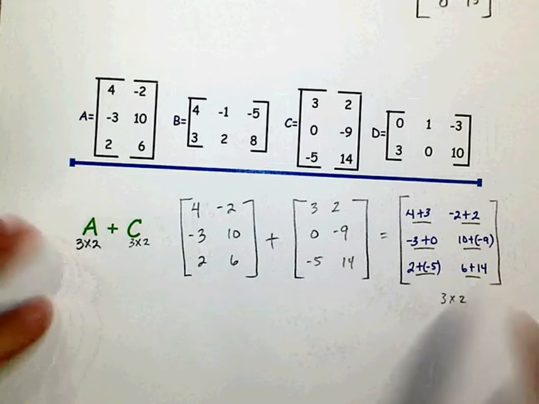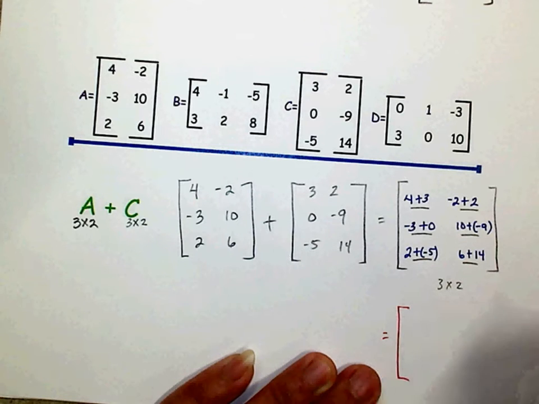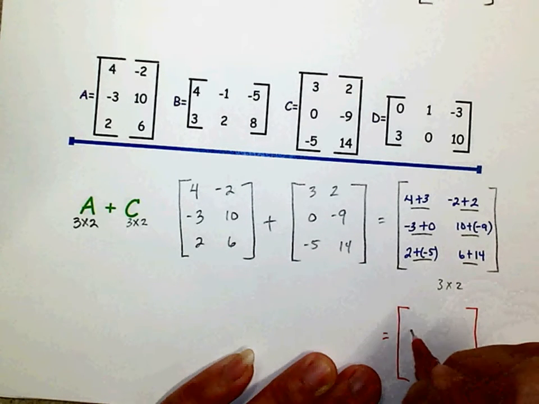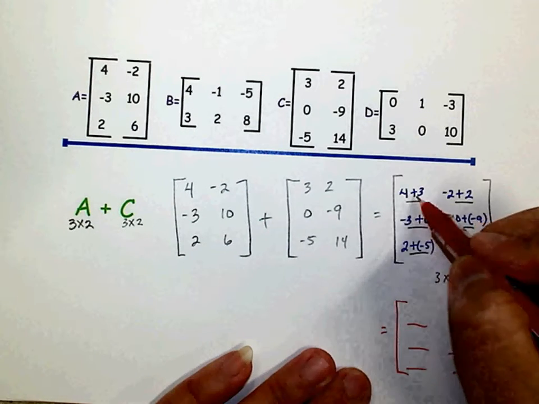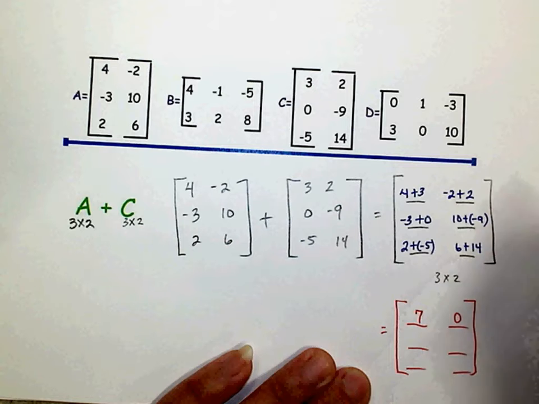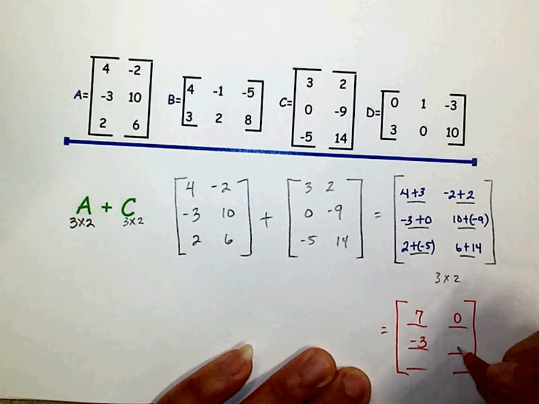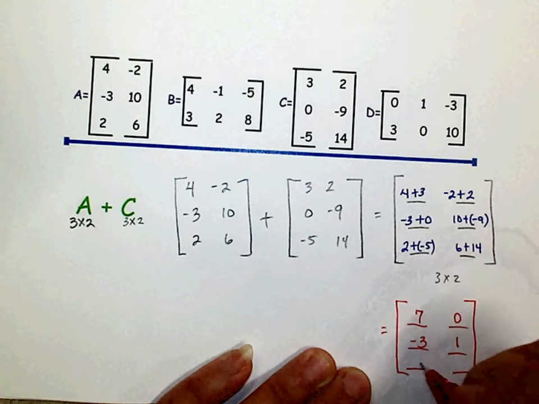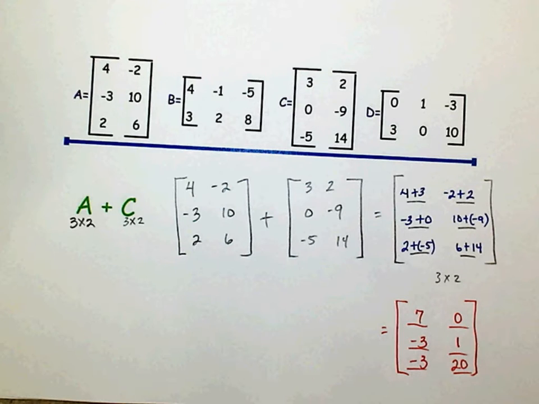There's your work. What is the answer going to be once you add the two matrices together? Now keep in mind it's a 3 by 2. Okay? 4 plus 3 is 7. Negative 2 plus 2 is 0. Negative 3 plus 0 is negative 3. 10 plus negative 9 is 1. 2 plus negative 5 is negative 3. 6 plus 14 is 20. And there you have your solution.